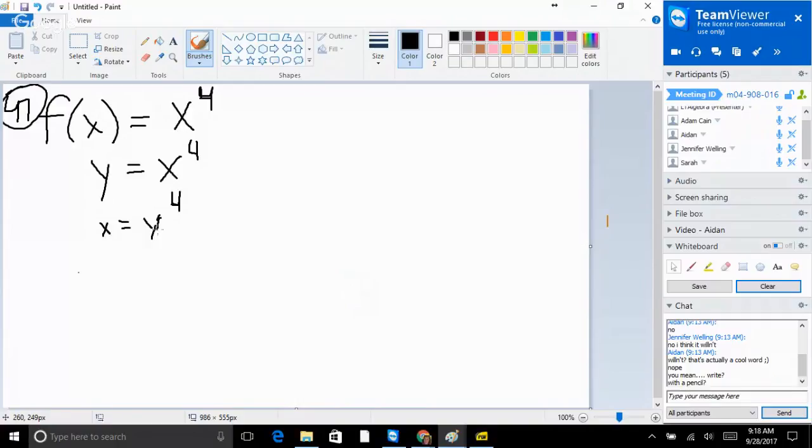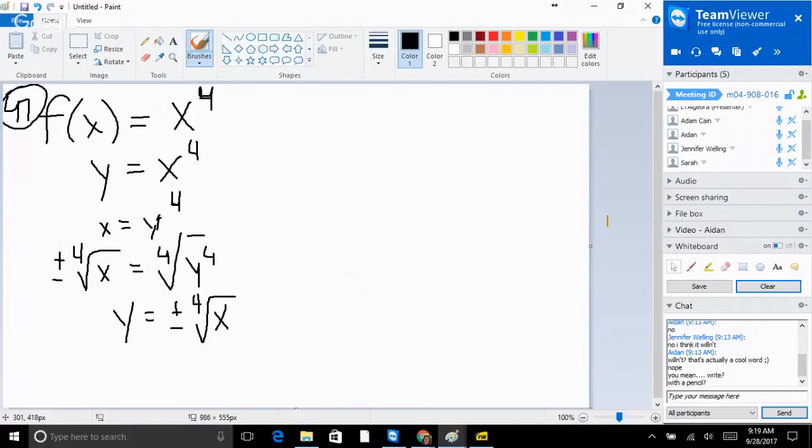So in order to solve for y, I'm going to take the 4th root of both sides of my equation. Okay. And don't forget my plus or minus. I always forget that, right? And you're left over with y equals plus or minus the 4th root of x.